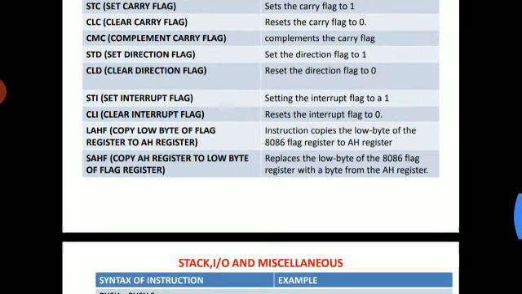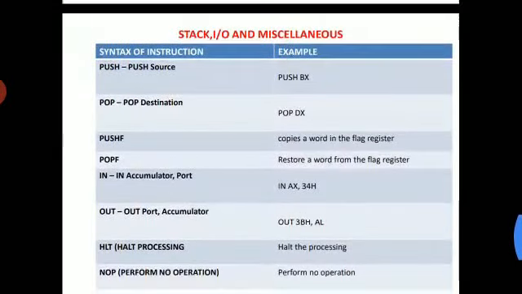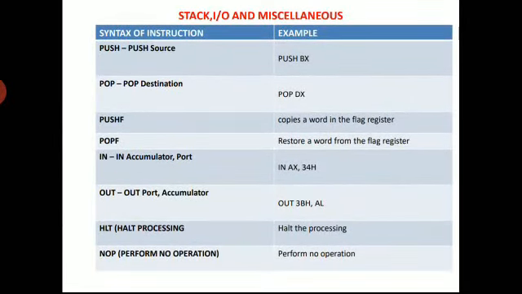Okay, then we move on to the next instruction set, that is, classification between stack, input, output and miscellaneous. See, the left side of the table indicates the syntax of the instruction, and on the right side we have taken the example. The first instruction is push source, that is, we have to use only the source register. See the example, push of BX. What we have to do is put the content into the stack from the BX register.